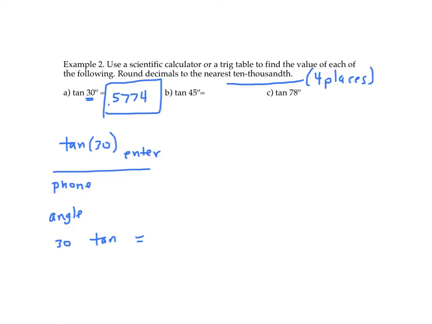Okay, in the second case, do the tangent of 45, either on your calculator or by using the table. This one's easy. Tangent of 45 is just 1, no rounding necessary. Tangent of 78 degrees, try that on your phone, and you should get 4.7046.